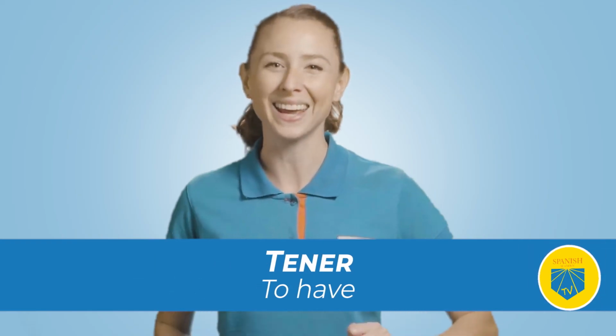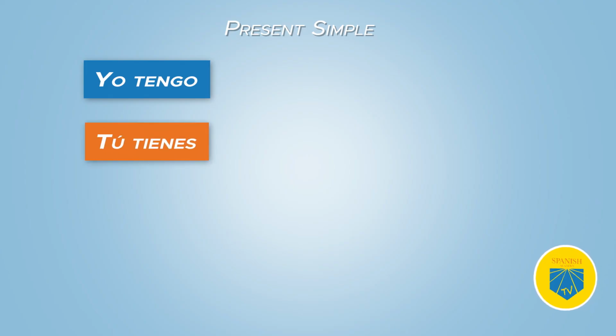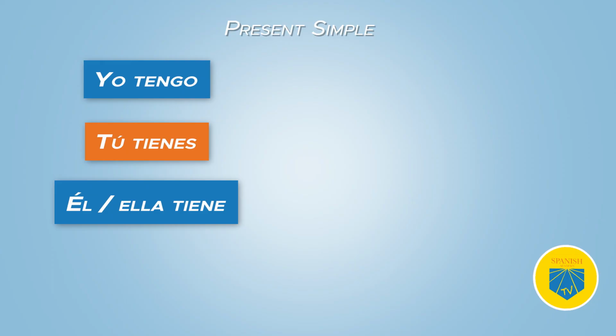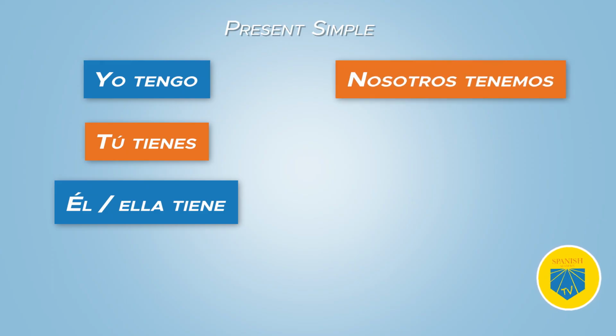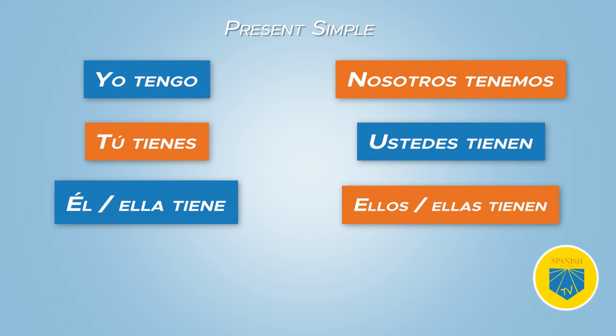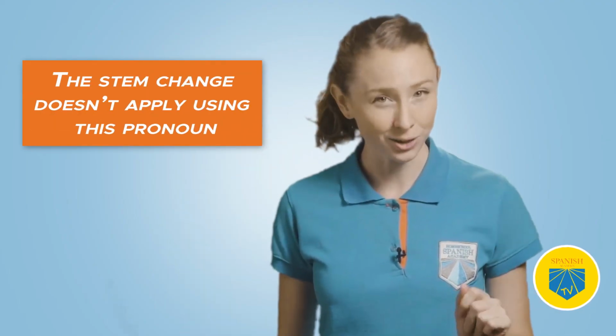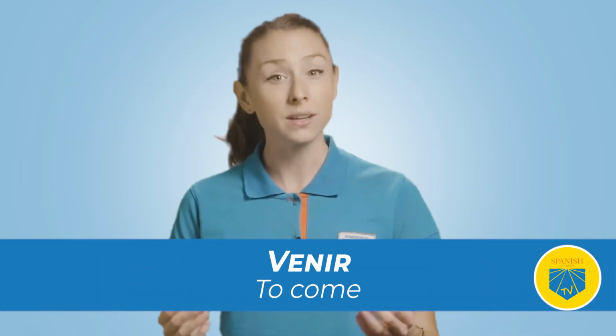Let's take a look at another example, this time with the verb tener, to have. Yo tengo. Tú tienes. Él, ella tiene. Nosotros tenemos. Ustedes tienen. Ellos, ellas tienen. This verb is also an irregular yo form verb, and for that reason, the stem change doesn't apply using this pronoun. Another example of this rule is the verb venir, to come, and the conjugation yo vengo.